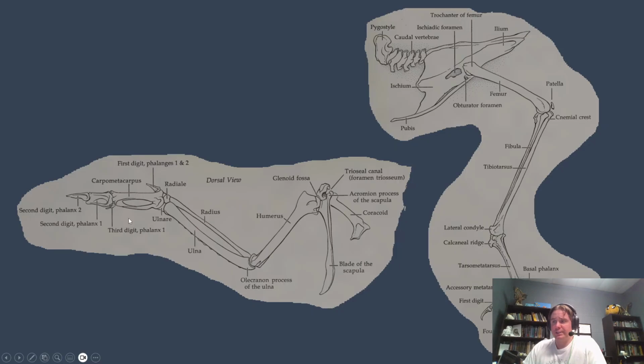But what I really want to look at is out here. A couple things. The carpometacarpus, this is the fusion of the first, second, and third carpals. These are all fused to create a very rigid structure that can take the demands of flight, because you've got the pressure generated by lift pushing up on the tip of the wing, and it's quite a bit of force that has to be able to withstand. So they're fused together for that purpose.